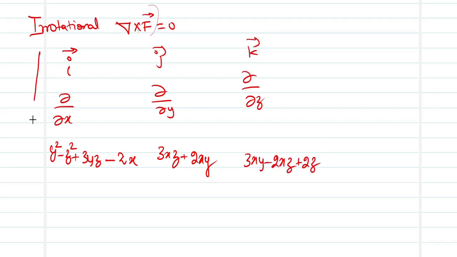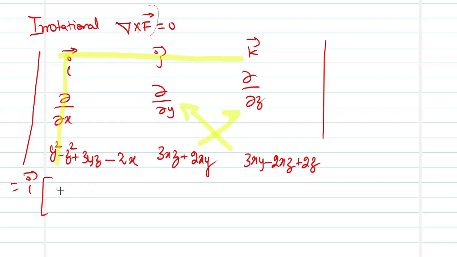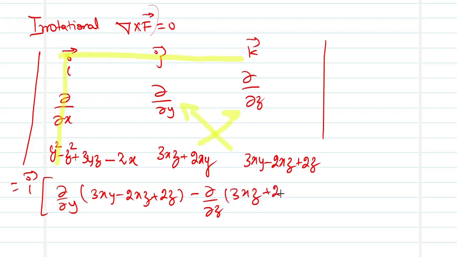So I need to find the 3 by 3 determinant of this quantity. For the i component, what you will have to do is hide the row, hide the column, and cross multiply the remaining two. So this will give me i times ∂/∂y of the quantity 3xy − 2xz + 2z, minus ∂/∂z of, cross multiply, 3xz + 2xy. So I am done with my i component.